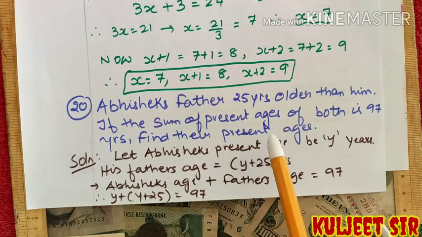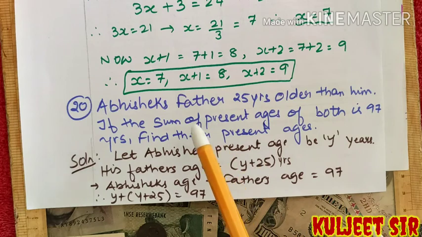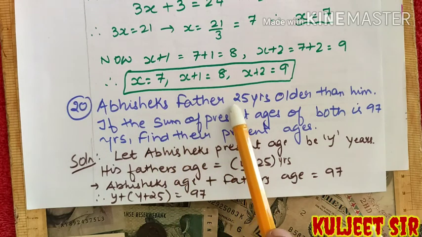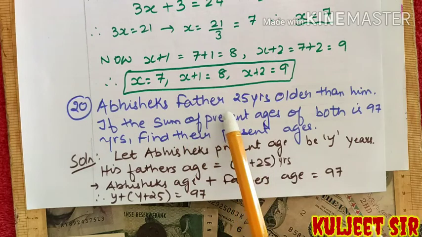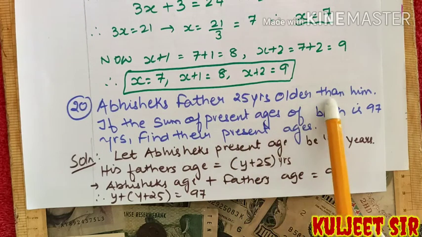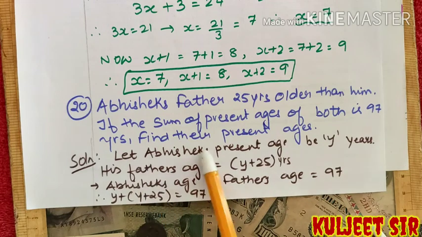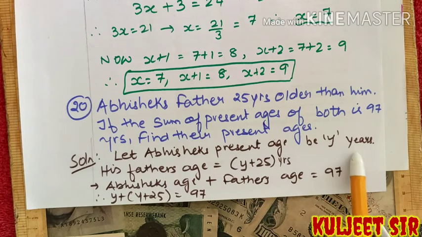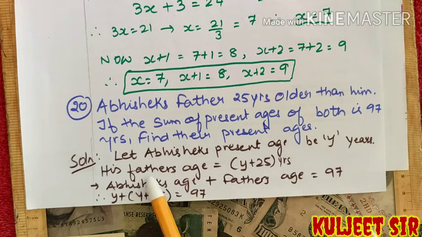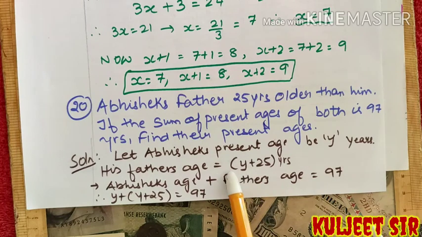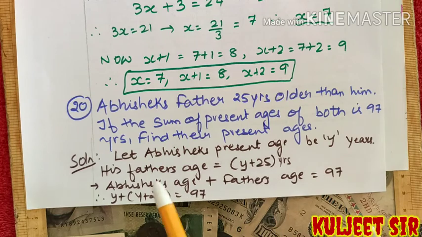So I have already told you earlier, when we do not know a value for someone, we have to assume that as x. Here we know the value for Abhishek's father, but we don't know the value for Abhishek. So what will we assume? Let Abhishek's present age be y years, because that is the variable and that is what we don't know. His father's age is 25 years elder to him, so it will be y plus 25 years. Get my point? Okay.